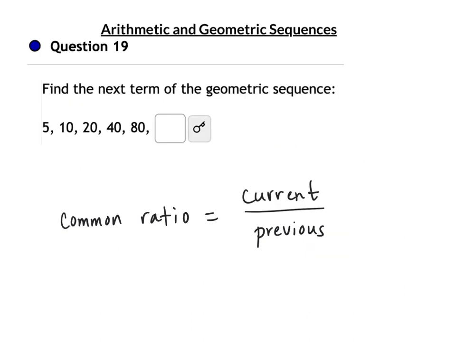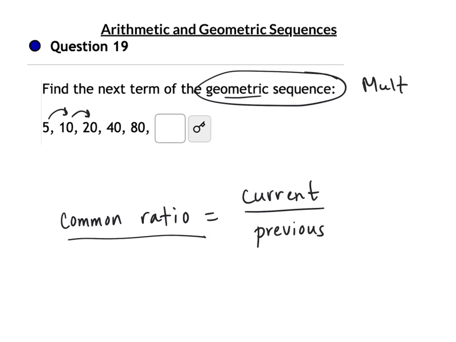Question 19. Find the next term in the geometric sequence. We know that it's created by multiplication. I'm multiplying by the same number every time, and that number is the common ratio. If I take a current value like 80 and divide it by a previous value 40, I get 2. 40 divided by 20, 2. 20 divided by 10, 2. And 10 divided by 5 is also 2.